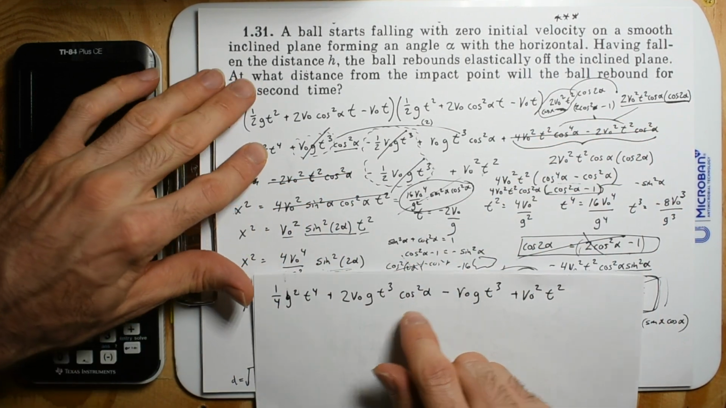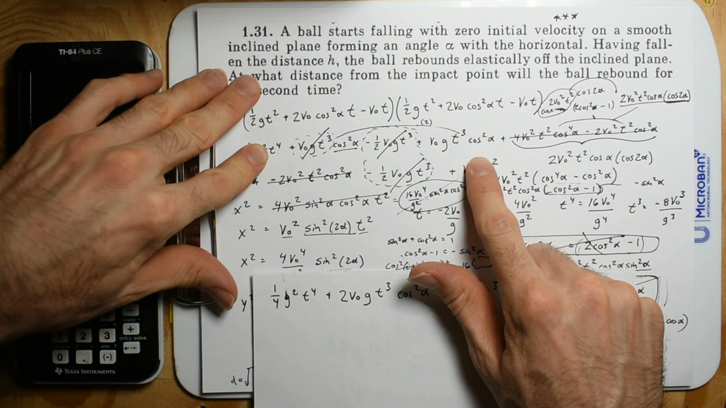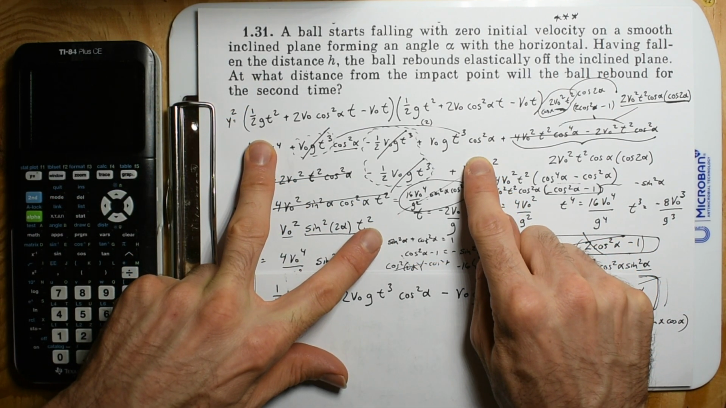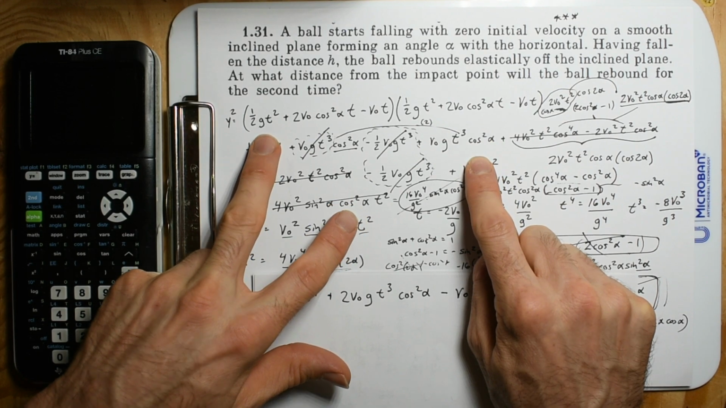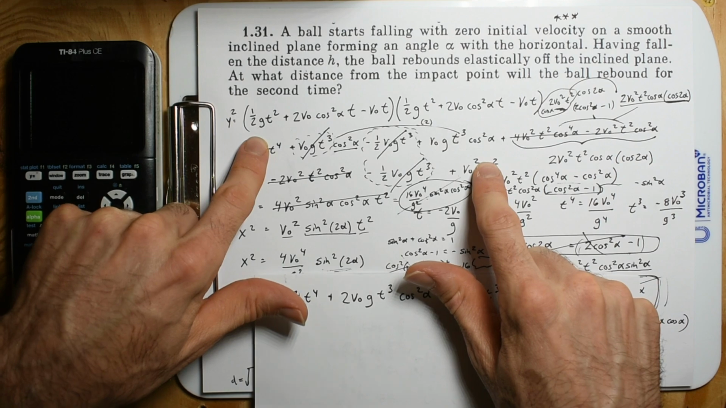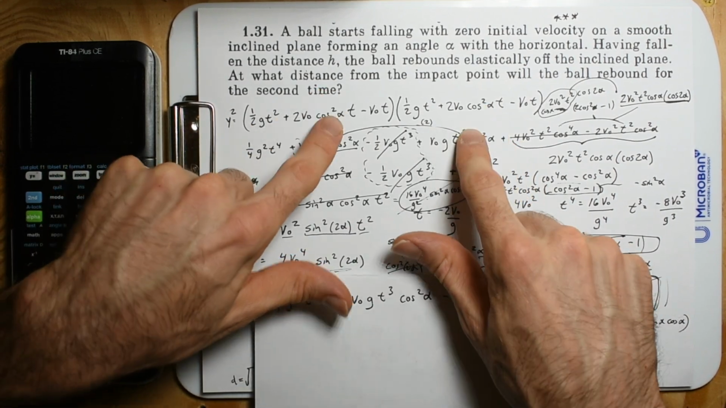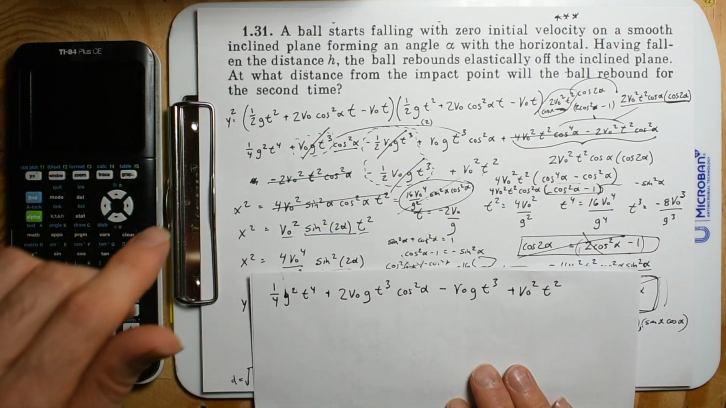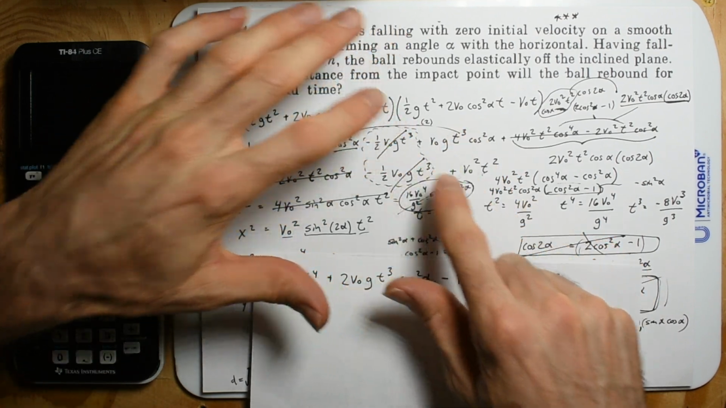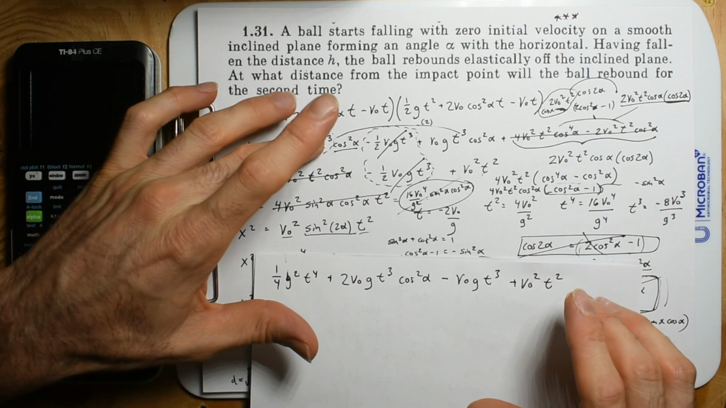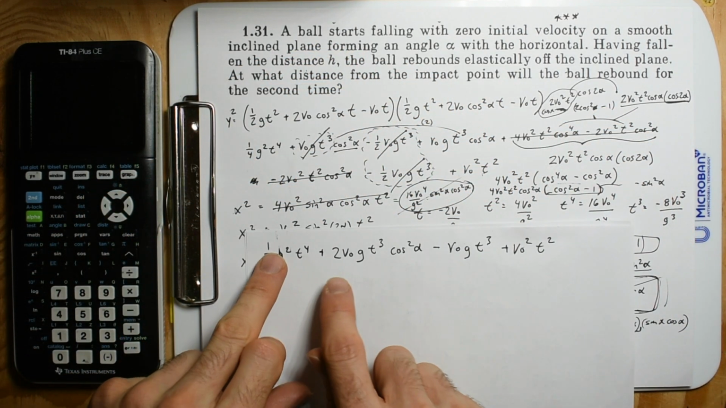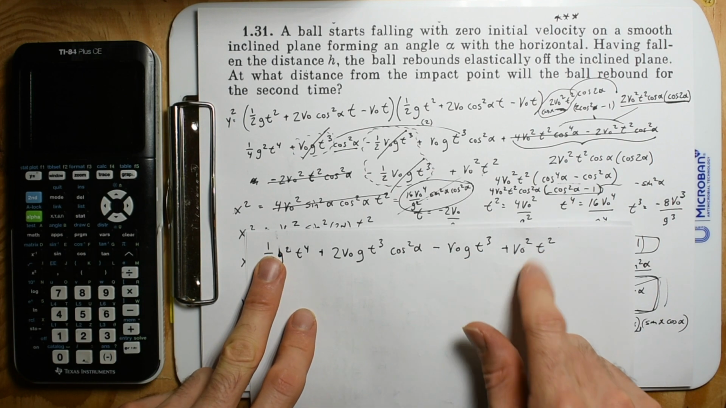So we have 1, 2, and then 1, 2, and then 3, 4, 5, 6. So we'll have 3 terms. We'll have 1, 2, and then 3, 4 terms, or 4 terms. Sorry about that. So 1, 2, 3, 4, because we have 1, 2, 3, 4, 5, 6. So we've got to cancel 3. So we've got 1, 2, 3, 4 terms.